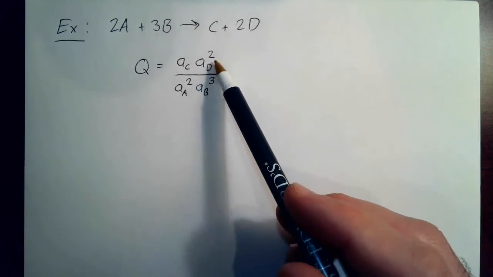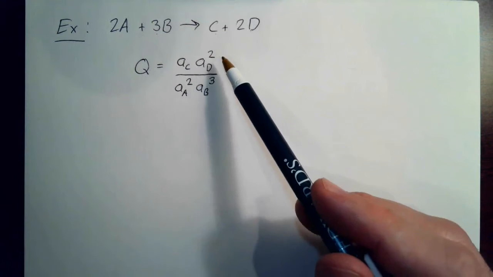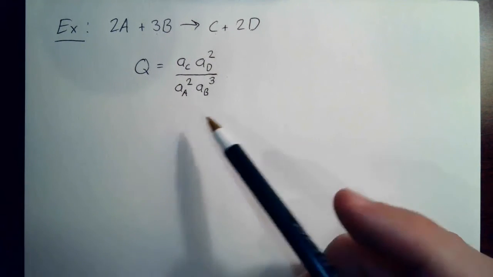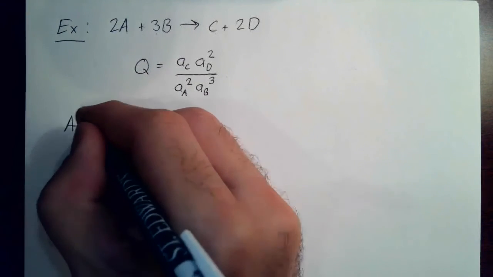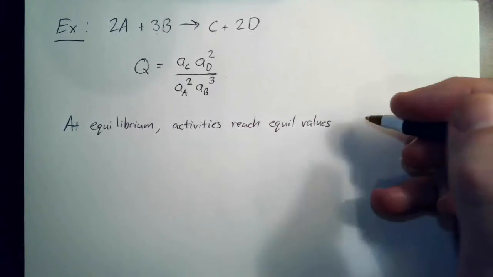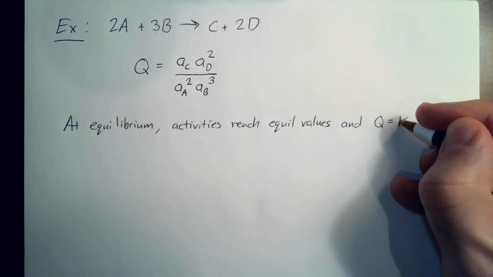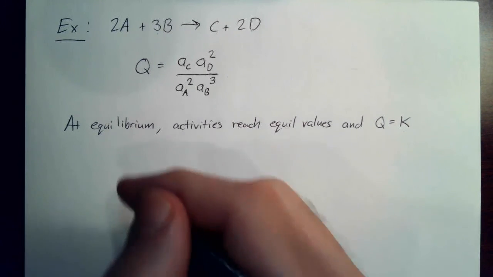Now the activities can change with time as the reaction progresses. And so at equilibrium, these activities are going to reach their equilibrium values. And so now, because we have this formal definition of Q, we can now write down a formal definition of K as well. So at equilibrium, the activities reach their equilibrium values, and as we said before, Q is equal to K. That's what we mean by K, the equilibrium value of Q.